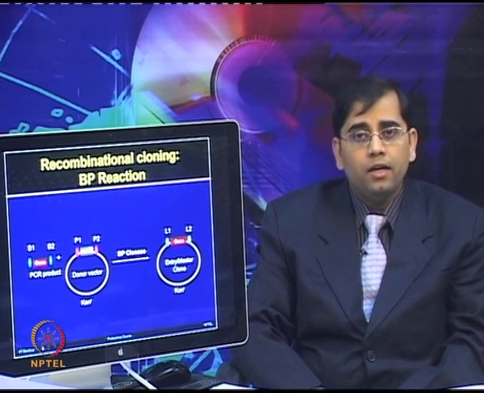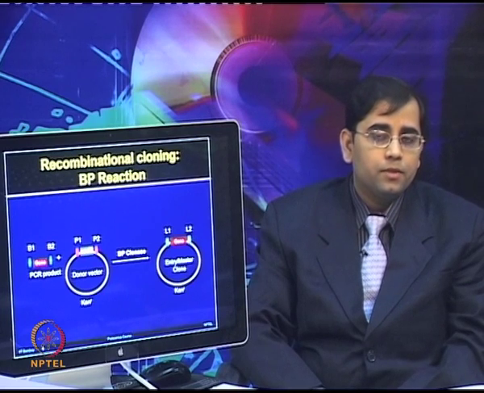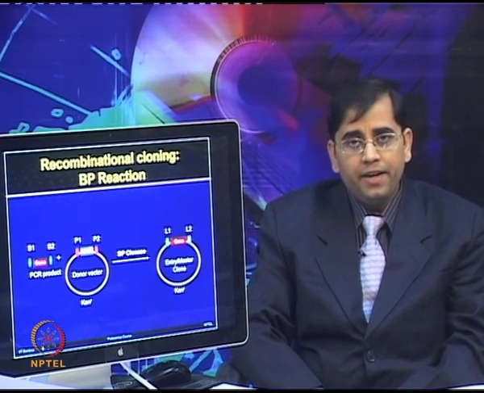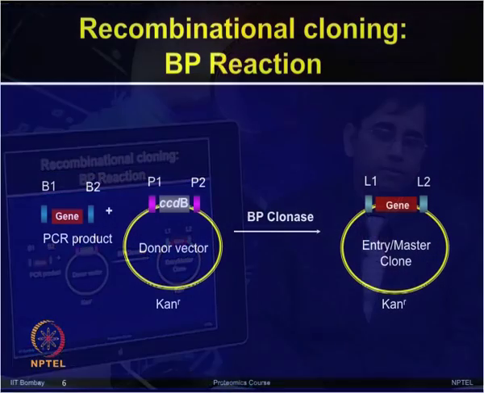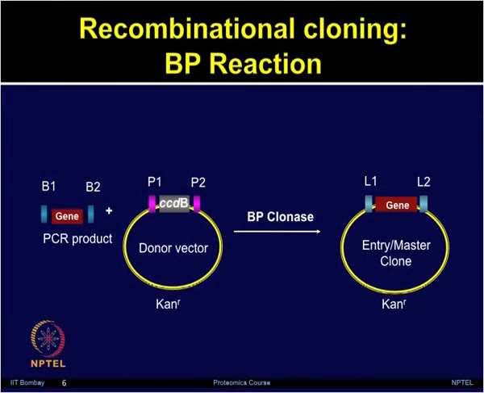So, broadly, recombinational cloning involves two reactions, the BP reaction and the LR reaction. So, let us talk about the BP reaction. When a reaction is run to mix attB and attP sites, such as when making master clones, this step is catalyzed by the BP Clonase enzyme and it is known as the BP reaction because of attB and attP site involvement.